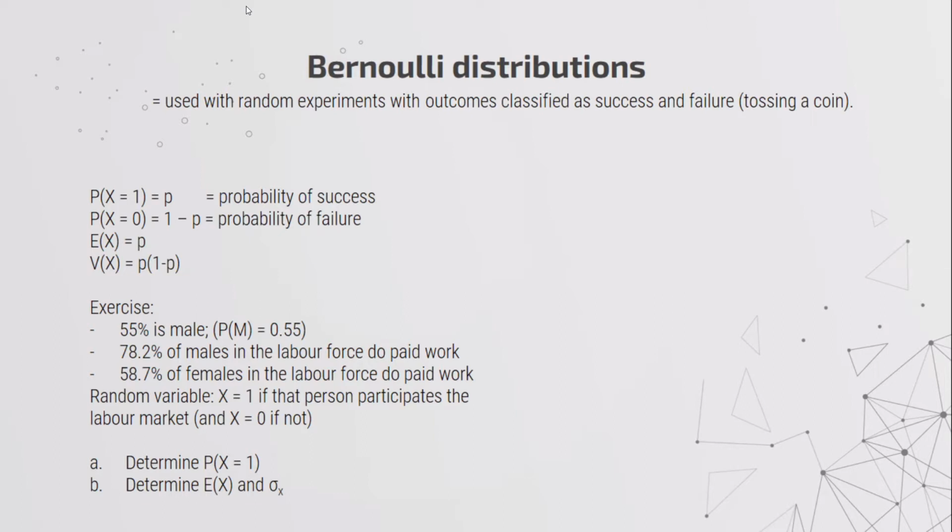What would be your suggestion if X being equal to 1 is the probability of success in our case here? What is P, and what is the probability of having X equal to 1? We're given male and female separately taking part in the labor force, but we have to calculate together the probability of having male and female doing paid work.